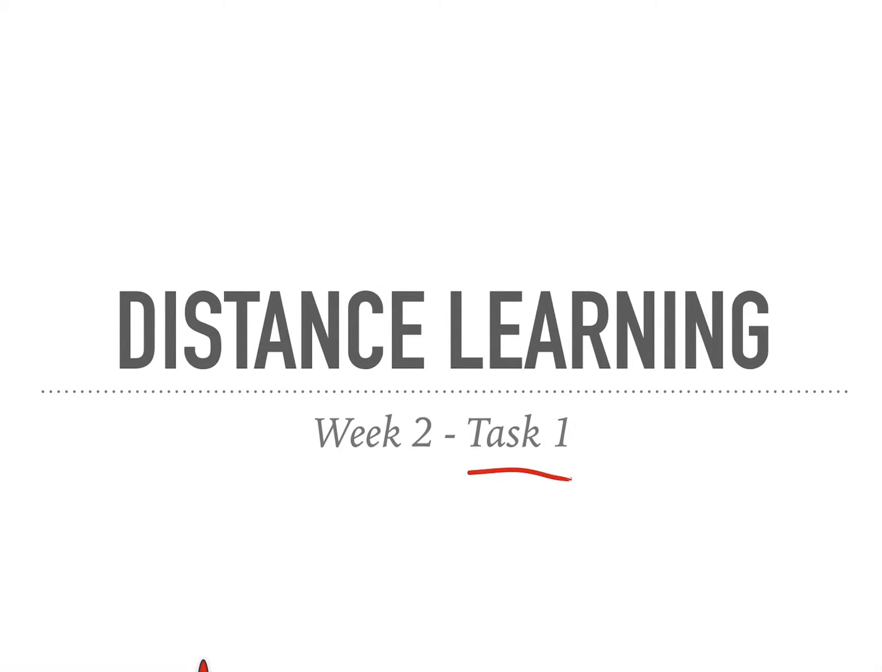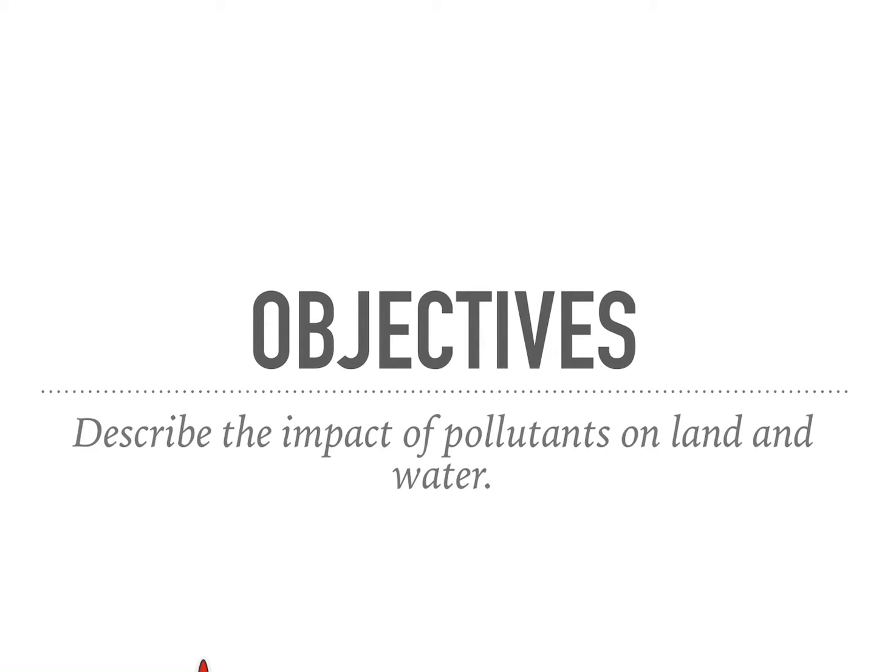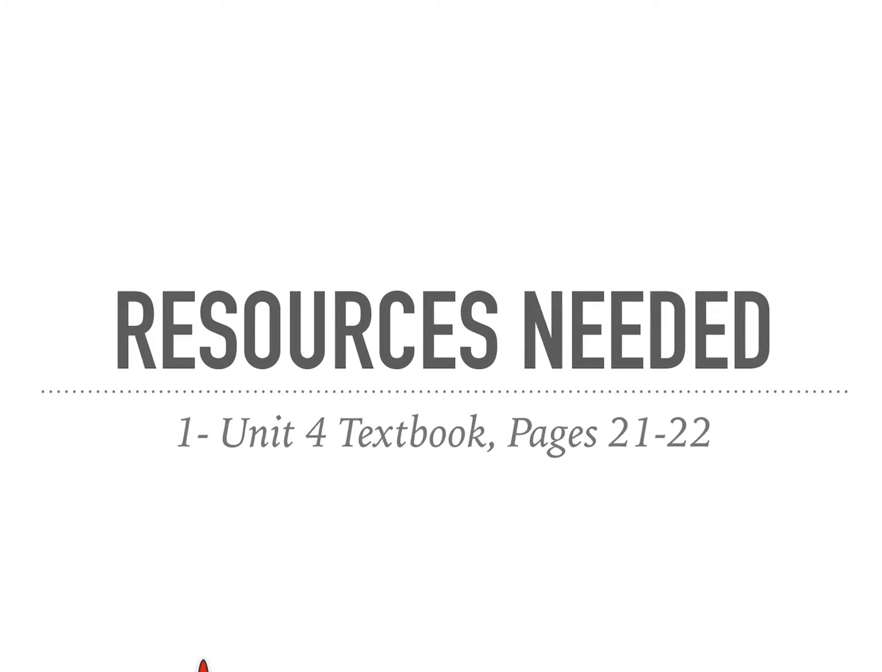This is task 1. We are going to explain what we are going to learn today. The objective for this task is to describe the impact of pollutants on land and water. You will need for this task your textbook, Unit 4, pages 21 and 22.